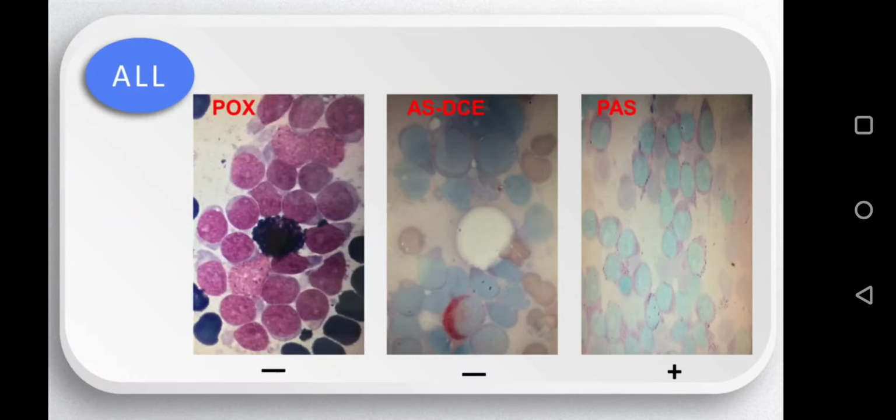POX negative means the positive cells are less than 3%, and when we get a picture, we always look for positive cells to make sure our examination is successful. This one is positive, and all of this is negative. So in ALL, the positive is less than 3%, and we examine the leukemia cells, but not the normal cells.